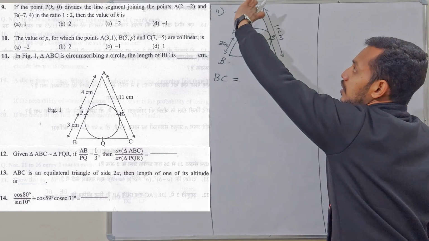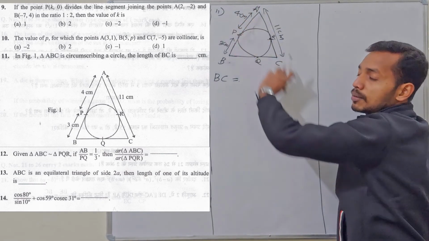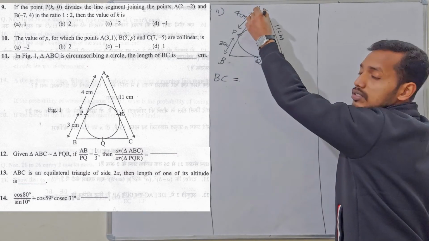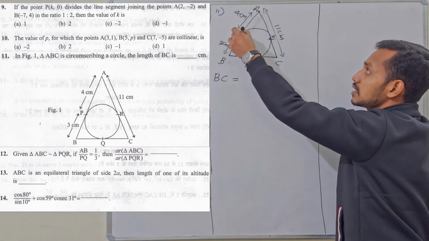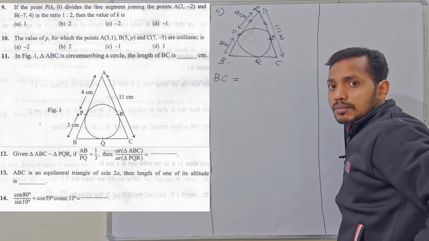So here this is AP, that is 4 centimeter. We already learned in the chapter Circles that two tangents drawn from a point to a circle are equal. These two are equal according to theorem 10.1 or 10.2.